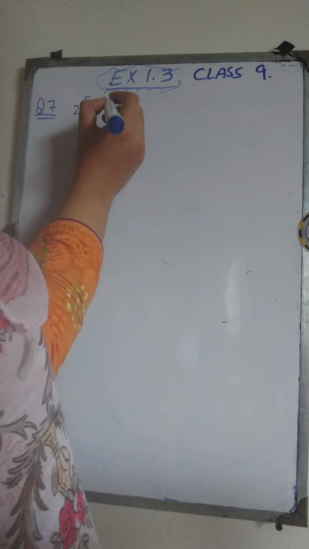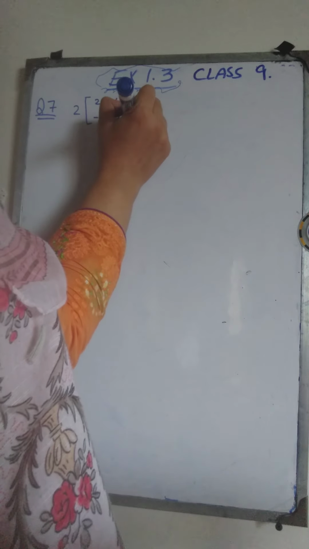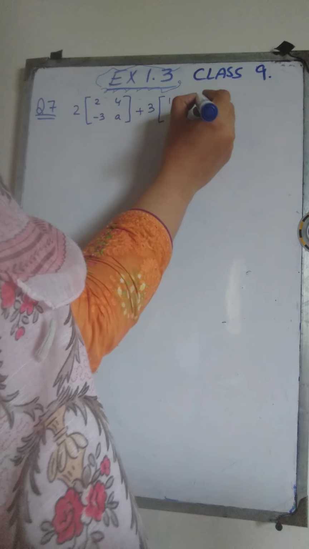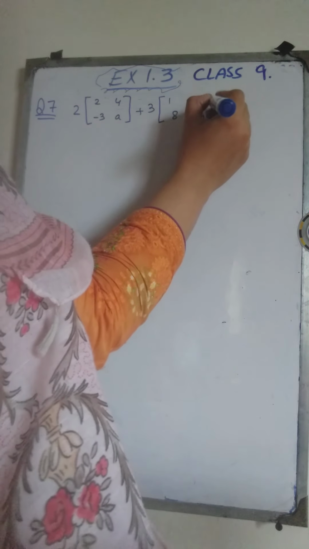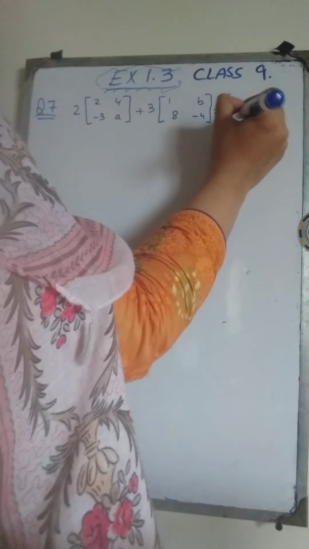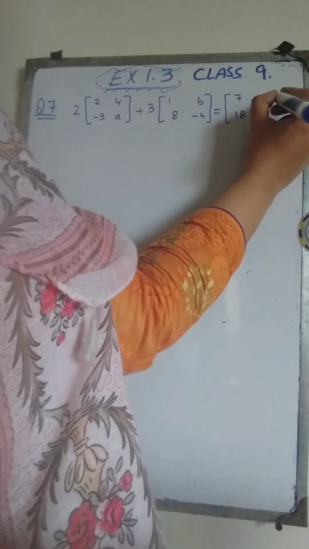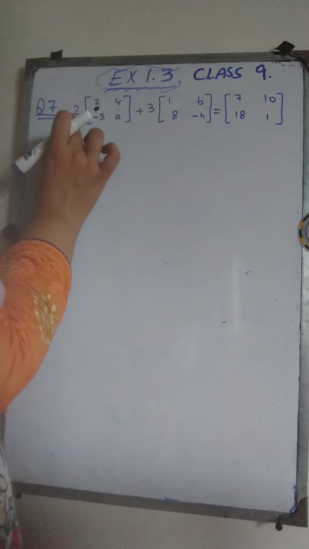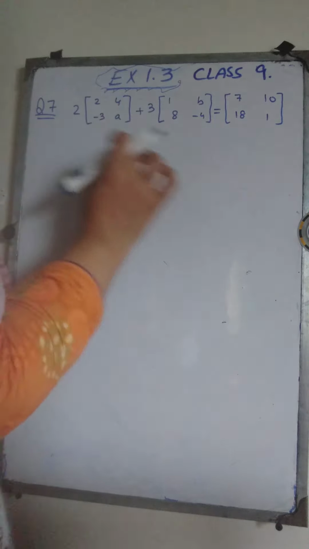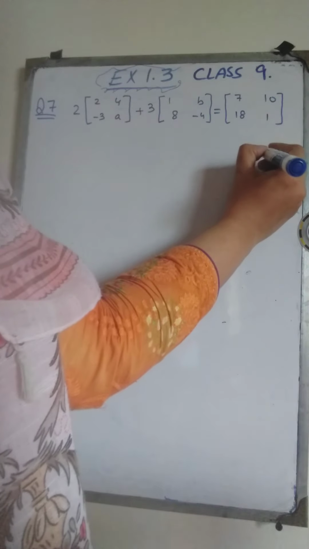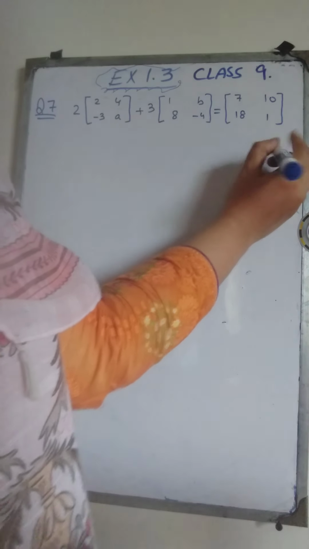2, 4, negative 3 and A plus 3 times 1, B, 8 and negative 4. This expression is equal to 7, 18, 10 and 1. Okay. We are given that when 3 is multiplied with this matrix and 2 is multiplied with this matrix and the results are added, the answer that we get is equal to this matrix. Okay. And you have to find A and B. A equals to what number and B equals to what number? This is the question. Okay.